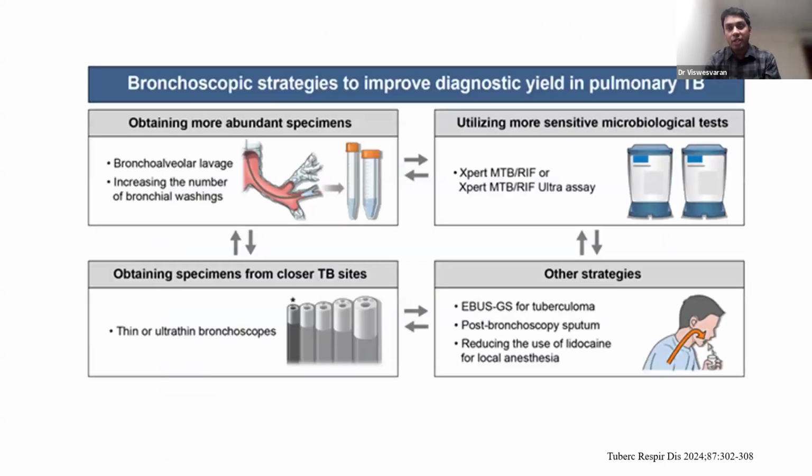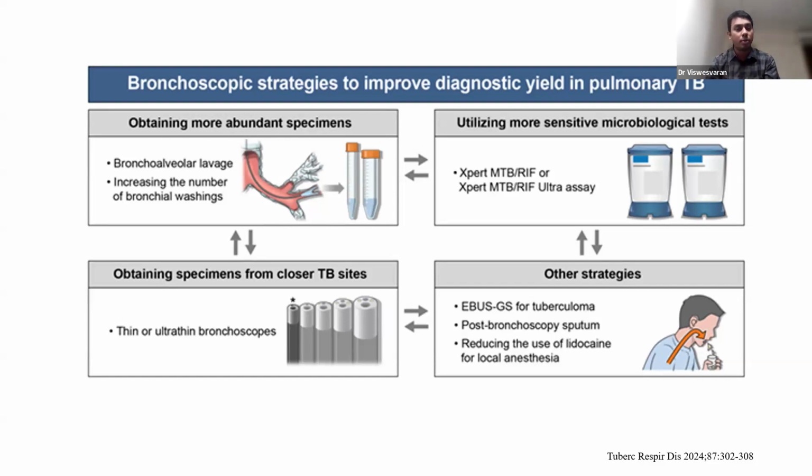But when we talk about the diagnostic aspects of bronchoscopy in tuberculosis, the primary modality that we use is bronchoalveolar lavage. This is primarily sent for two different entities: one is GeneXpert and liquid culture, and sometimes we use the line probe assay as well. In certain conditions where you want to go to a particular segment and take a BAL, you can even use thin or ultrathin bronchoscopes.